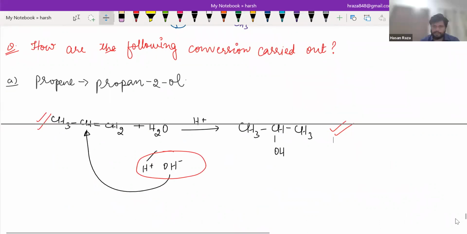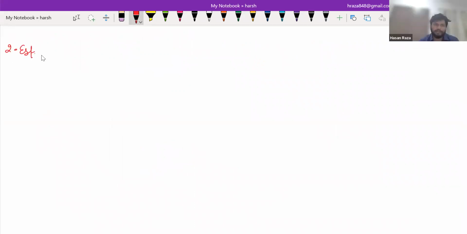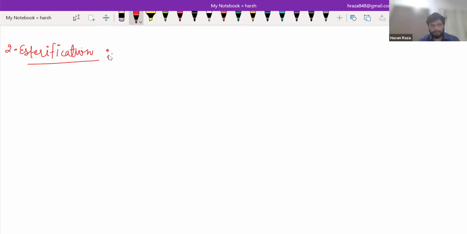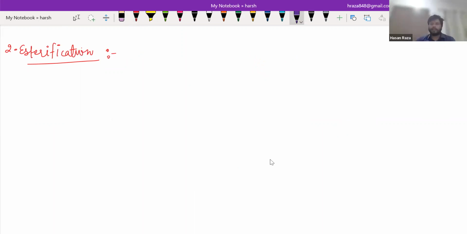So let's start another topic, the chemical properties of alcohols. That is esterification. You have already studied this term in class 10. It is the addition of carboxylic acid. Alcohol reacts with carboxylic acid and gives us ester along with water, and the process is known as esterification. Okay, so I'm going to write a point.